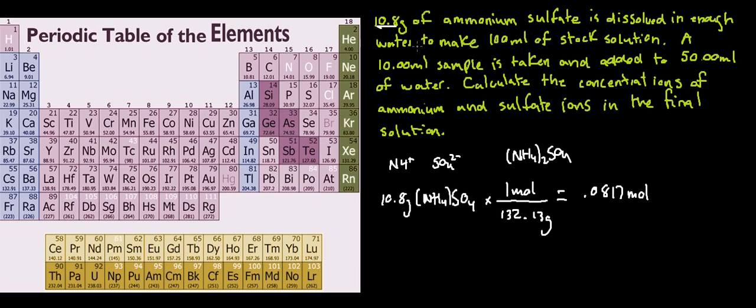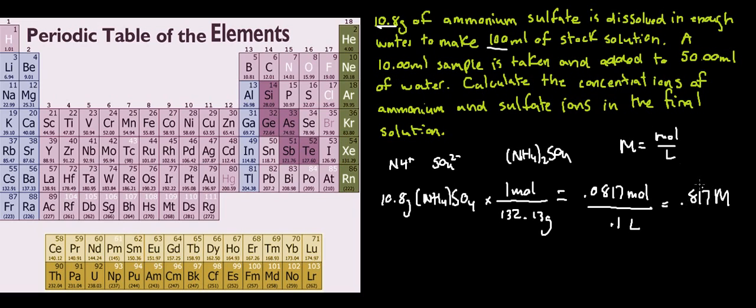I dissolve it in enough water to make 100 milliliters of stock solution. Molarity is in moles per liter, so I need to convert 100 milliliters to liters. So 100 milliliters is just 0.1 liters. I do that, and that's going to be equal to 0.817 molar. So that was simple enough.